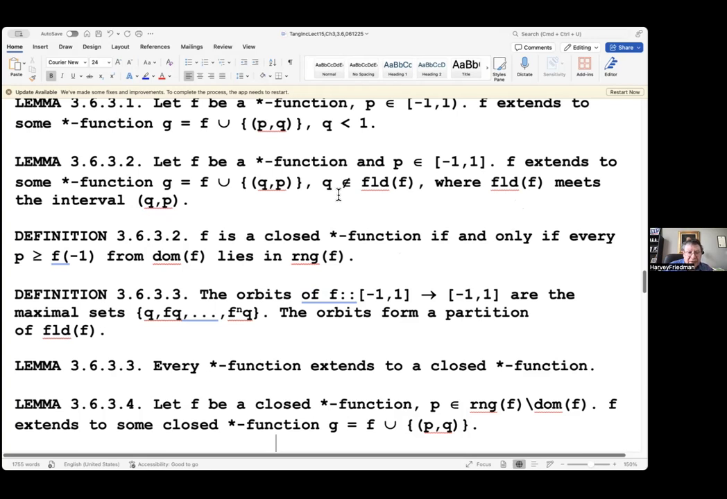Let's see, I think if P is equal to 1, then we can't necessarily do this. I think that has to be an open interval, yeah, or half open. F is a closed function if and only if every P greater or equal to F of -1 from the domain lies in the range. That means that we've actually added inverses to everybody, at least if it's greater than or equal to F of -1.